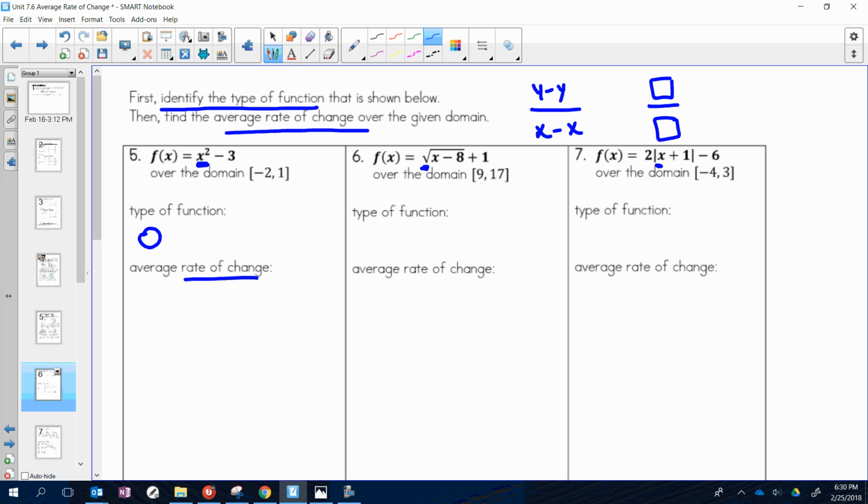First of all, this is definitely a quadratic. I knew that because of the parent graph. I see the x squared, it's a quadratic. Over the domain, I'm looking from negative 2 to 1. Remember, domain is the x's, so I put those in the x column on my table. I'm going to go to my graphing calculator and graph x squared minus 3.